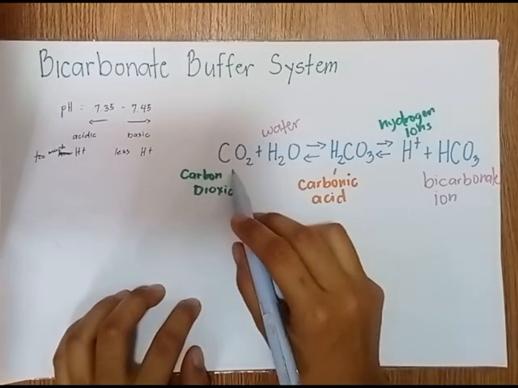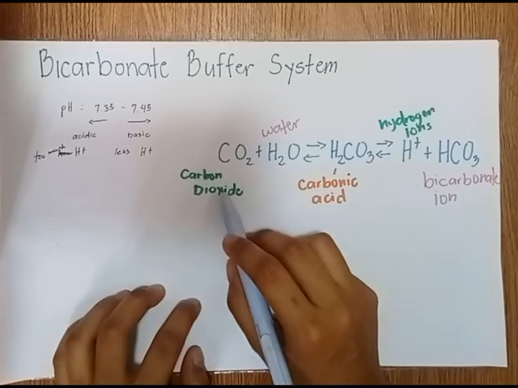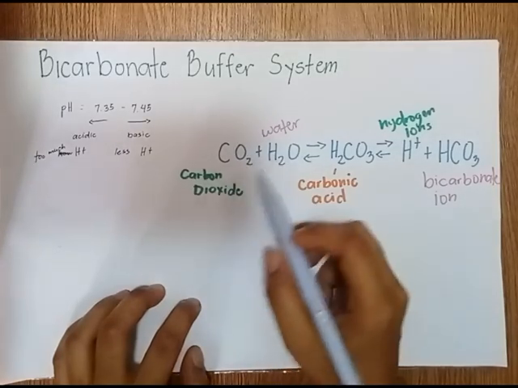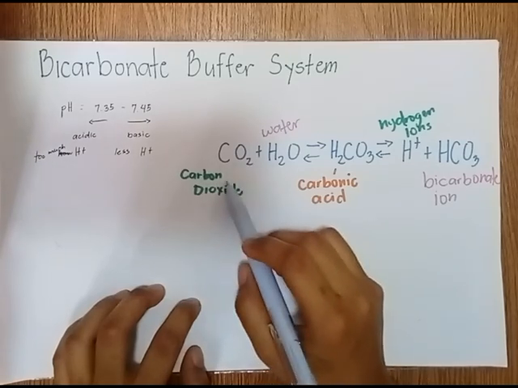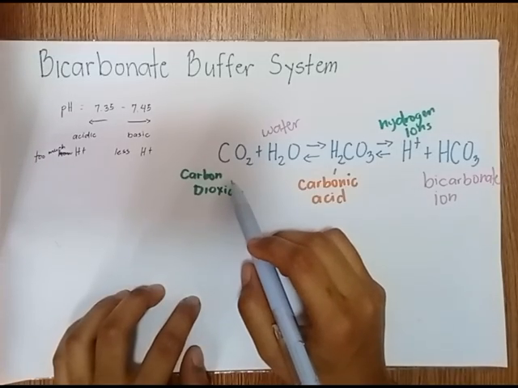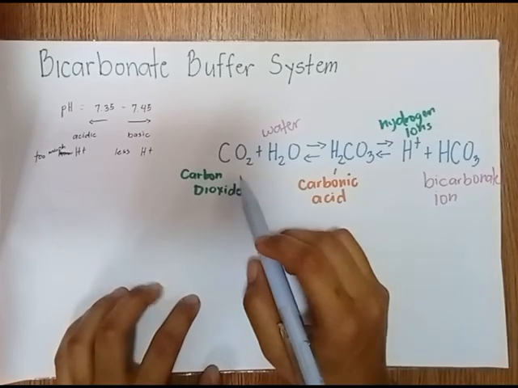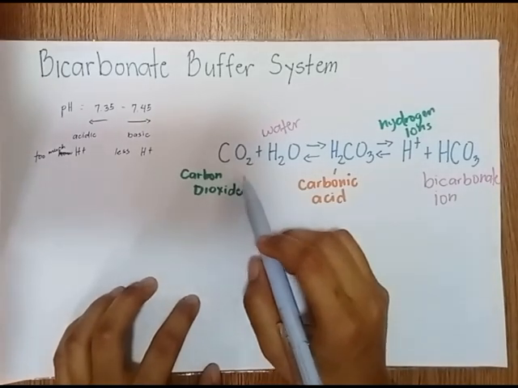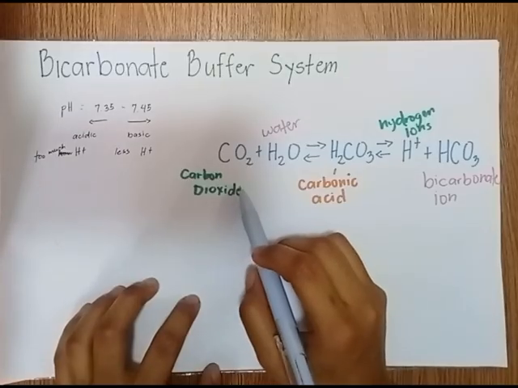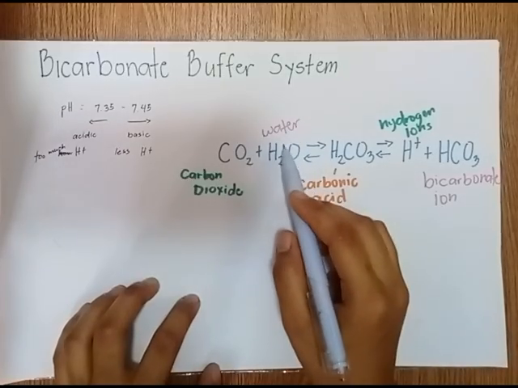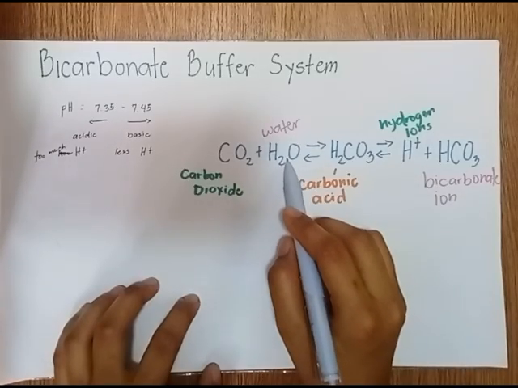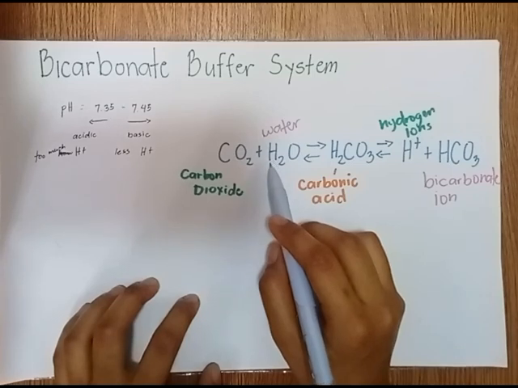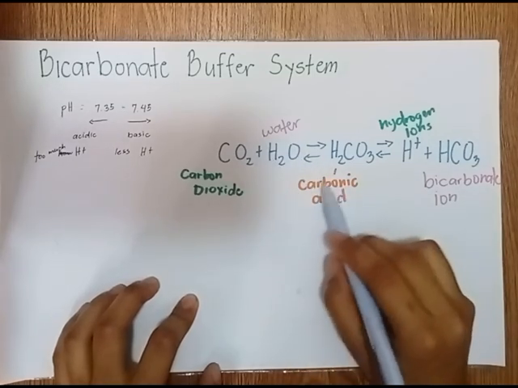Carbon dioxide is the byproduct of respiration. When we breathe in oxygen, our body produces carbon dioxide, and of course, we need to breathe it out. Before we breathe it out, it has to go to our bloodstream, which is mostly water. So carbon dioxide will be binding with water. Carbon dioxide plus water will produce carbonic acid.